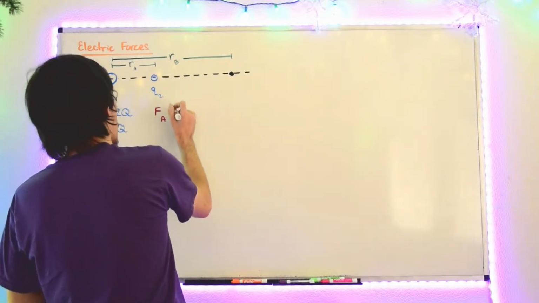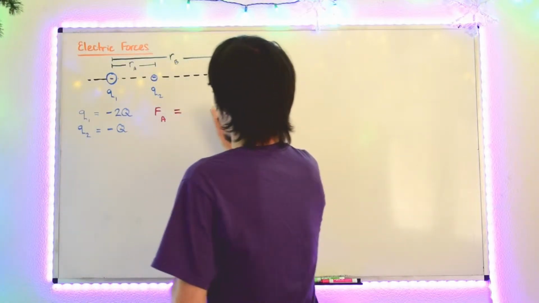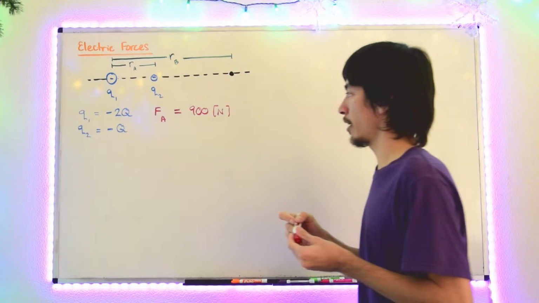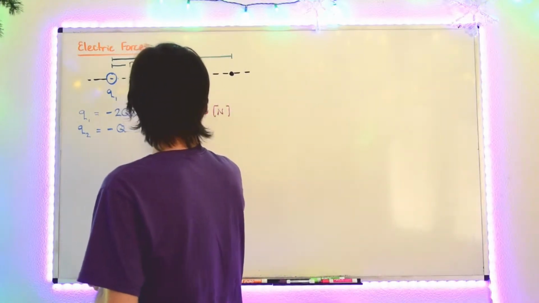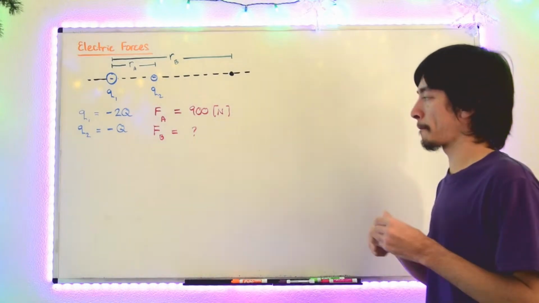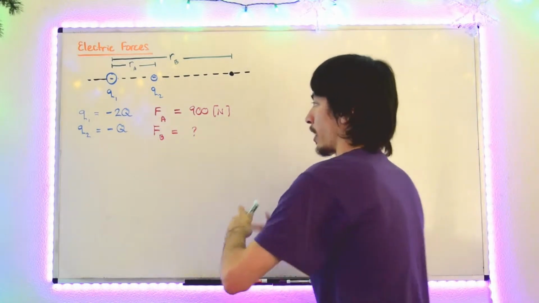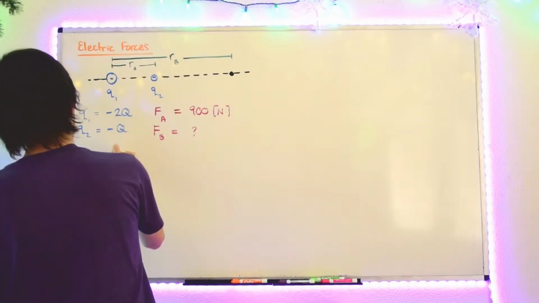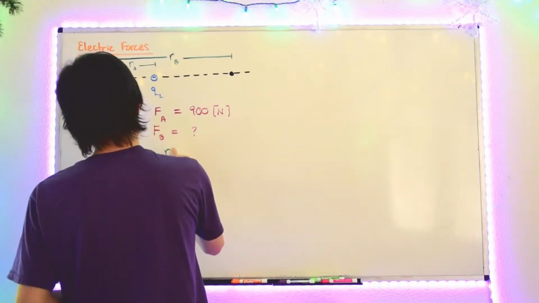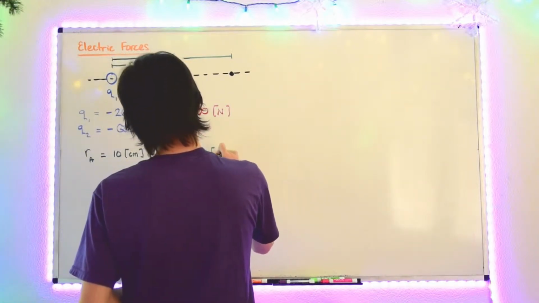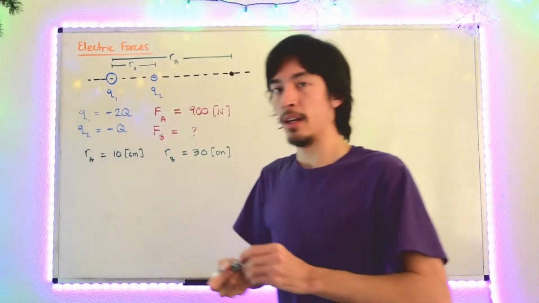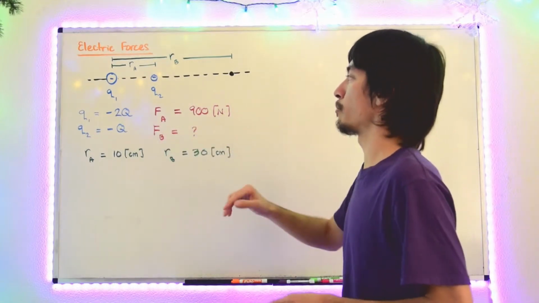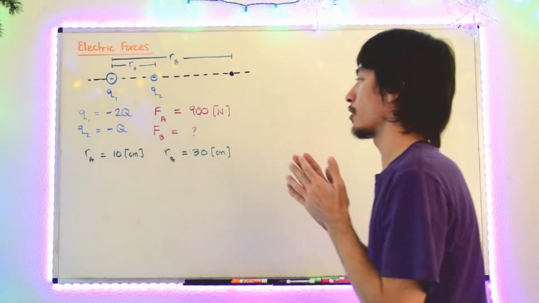So what we also know is that the force in situation A, so F subscript A, equals 900 newtons. And we just don't know what the force in situation B is. Let's also write out our distances. So R A is 10 and R B is 30 centimeters. Okay. So how do we go about finding the force in situation B between these two negative charges?